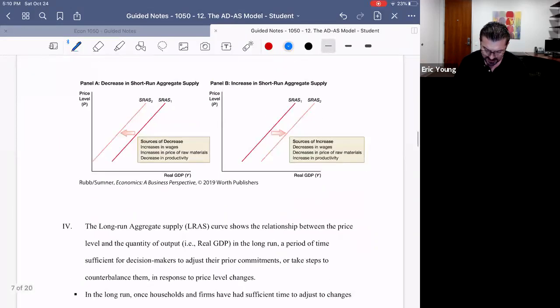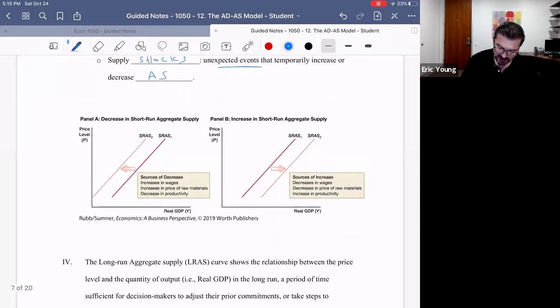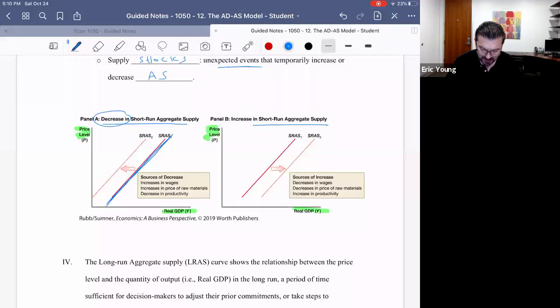Okay, so we have this idea of these shifts. You see here in panel A, decreases in SRAS, and here in panel B, increases in SRAS. You get the same ideas as before, just the opposite way. Price level and real GDP on our axes. And basically what you can see here, when you have a decrease, you had your original upward sloping SRAS curve. Something happened, and it's going to shift your curve to the left to this new curve.